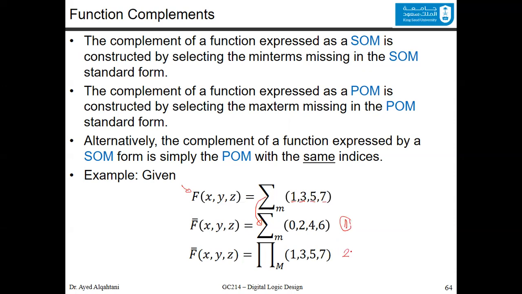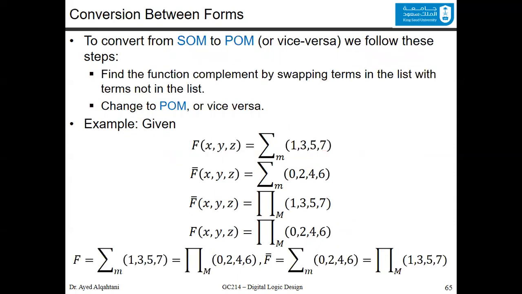Or the other way, the second way, is you use the same indexes, but instead of the sum of minterms, it will be the product of max terms. That's how you generate the function complement. To explain this to you, we will show you another way, and we will give you more examples. To convert from SOM to POM or vice versa, we follow these steps.